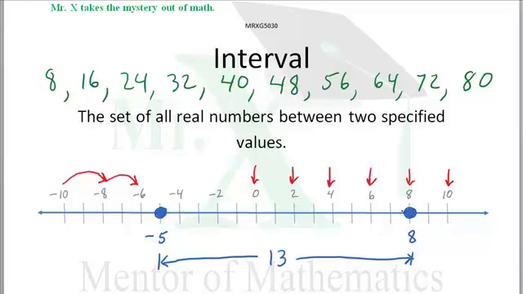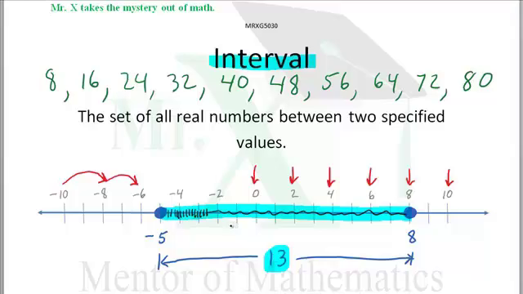And yet another interpretation of the word interval are all the values in between -5 and 8. For this particular interval, we're interested in more than just the 13 units of difference. We're interested in every single one of these points that are in here, all of them along this piece of the line. That would be our interval. And so we could say that our interval is actually all the points from -5 to 8.